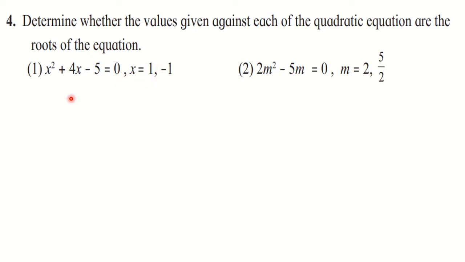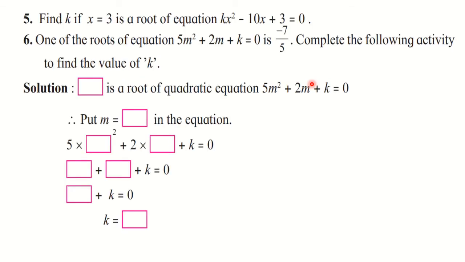For example, if you put here x is equal to 1. So here 1, here 4. 1 plus 4 is 5. 5 minus 5 is 0. You get it as equal to RHS. So you can say that x is equal to 1 is the solution of the quadratic equation, or root of the quadratic equation. This way you can solve it. Okay. Then question number 5.